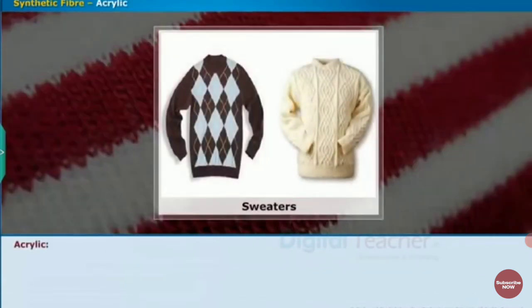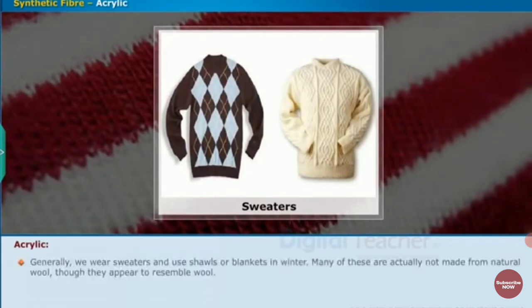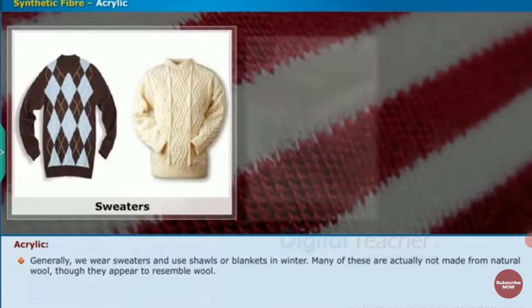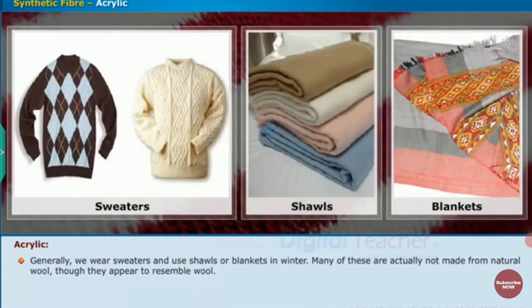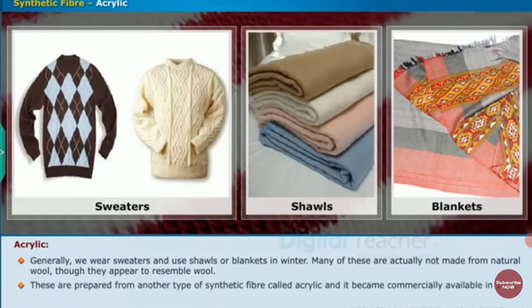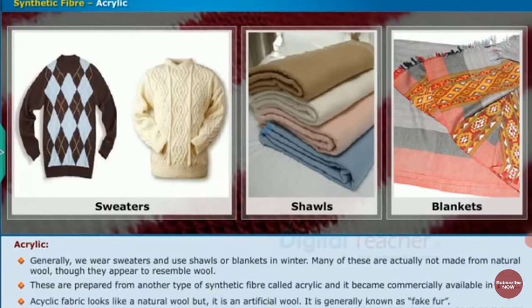Now, let us study acrylic, which is another type of synthetic fiber. Generally, we wear sweaters and use shawls or blankets in winter. Many of these are actually not made from natural wool, though they appear to resemble wool. These are prepared from another type of synthetic fiber called acrylic, and it became commercially available in 1941. Acrylic fiber looks like natural wool, but it is an artificial wool. It is generally known as fake fur.